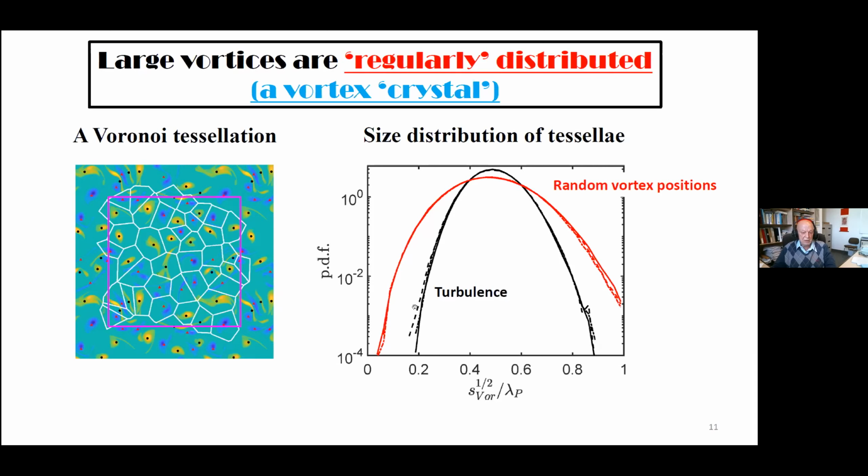These different lines that you see here are different Reynolds numbers, and they all agree very well, okay? You see that they're not the same, but they're much more uniform than what happens if you take the same points and randomize them, where you get this wider distribution. So you get something like a vortex crystal, and that sounds funny, but it's not actually.